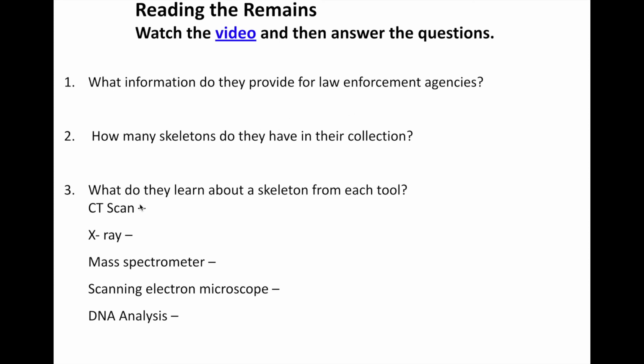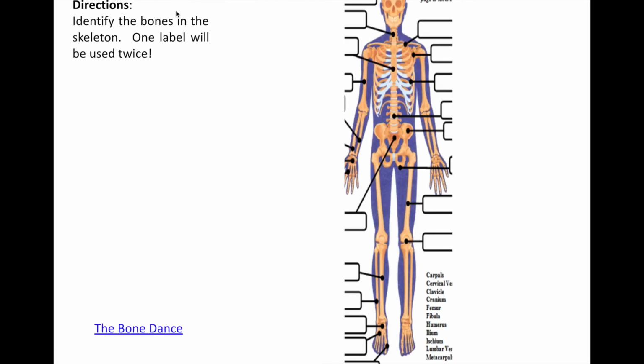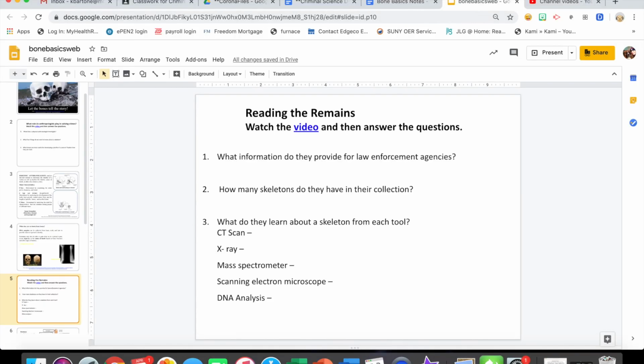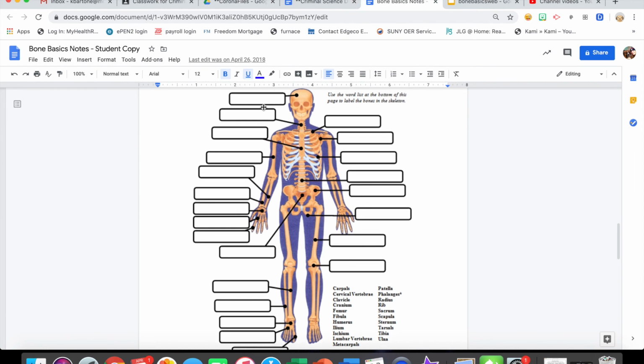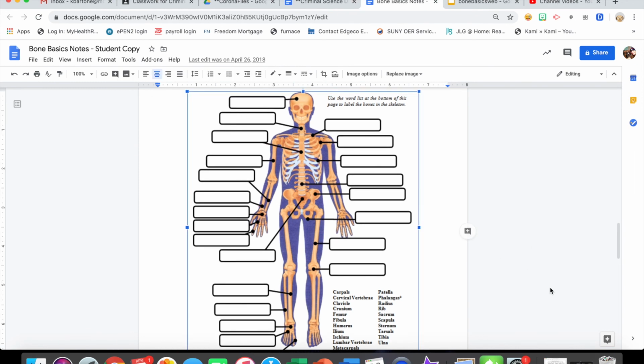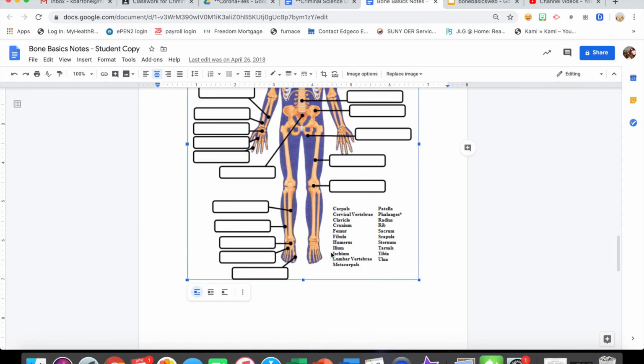Okay, so now that you've watched that video, hopefully you have all those questions answered in your note sheet. The next page is identify the bones on the skeleton. One label will be used twice, so that's just an FYI. What I would really like you to do is pause the video again. In your note packet, you will see this same picture on the next page. Do your best to fill in these boxes. You have a word bank, so you're going to try your best.